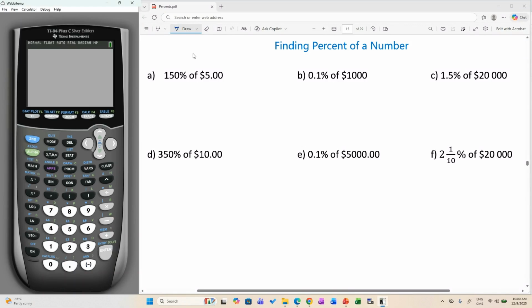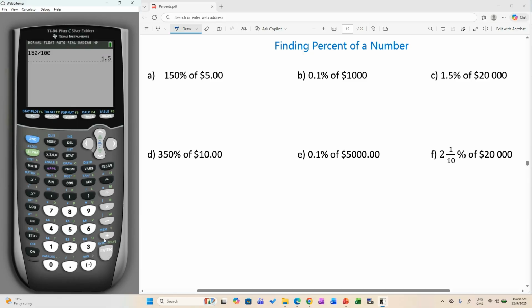Hi class, in this video I'm going to show you how to find the percent of a number using a calculator. So the steps are quite simple. Let's say for A, 150% of 5, the first step, just simply type in your percentage and then you want to divide by 100 in order to change it into a decimal. So now I have 1.5 here.